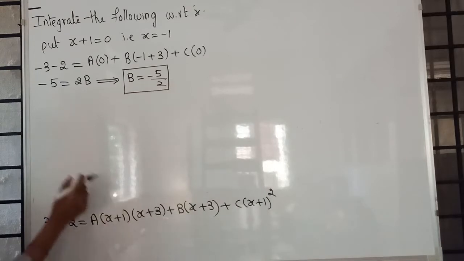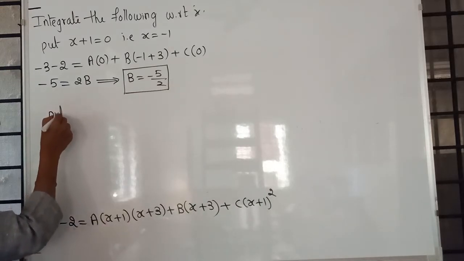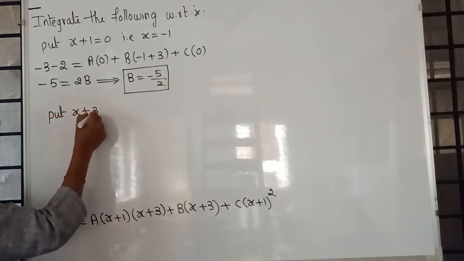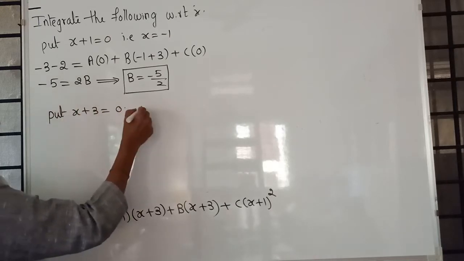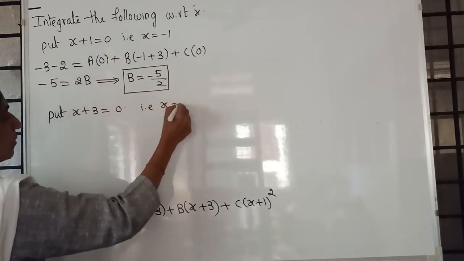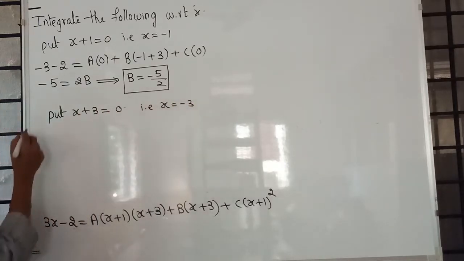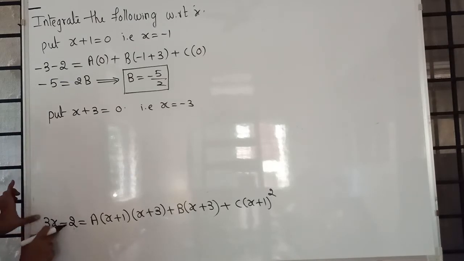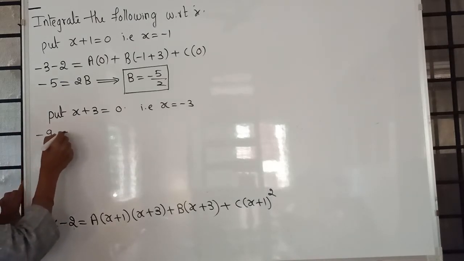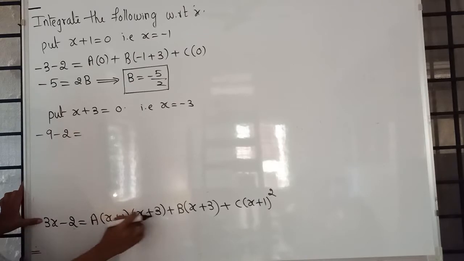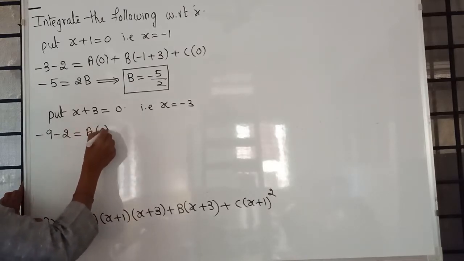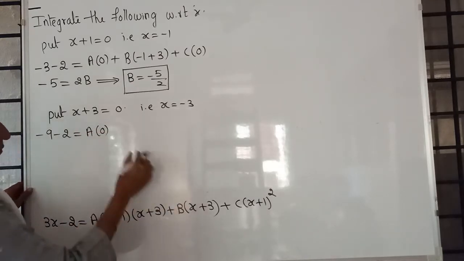Next, take the next bracket. Put x plus 3 is equal to 0, that is x is equal to minus 3. It is 3 into minus 3 is minus 9, minus 2 is equal to, with a 0 because minus 3 plus 3, with b also 0.